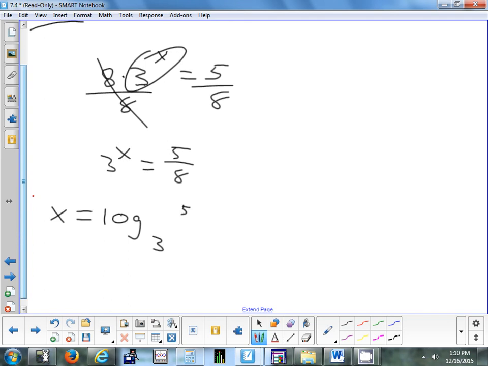5 divided by 8. This time I'm not going to find the decimal. I'm just going to leave it like that. Questions on it? Oh, you crossed it out. I was like, where'd the 8 go? Yeah, we divided by it. Okay, so if you want to change to log form, you have to have the number with the variable as an exponent by itself. Questions on that one?